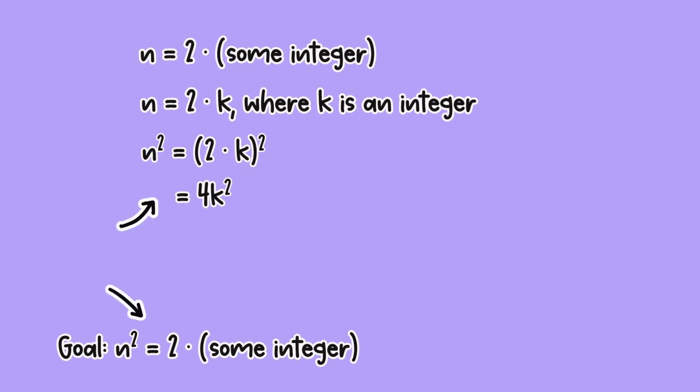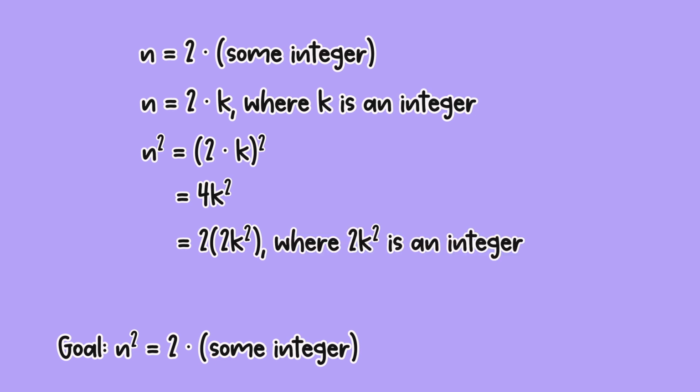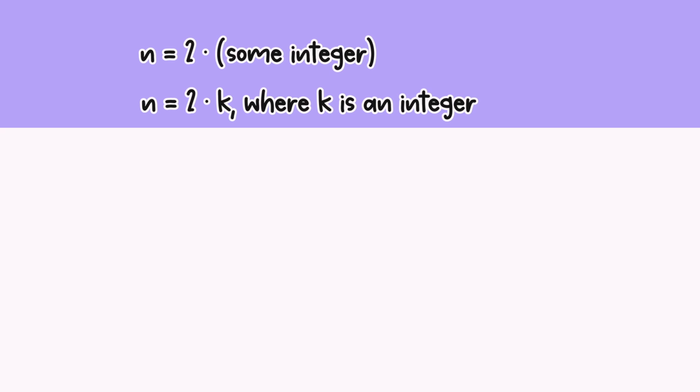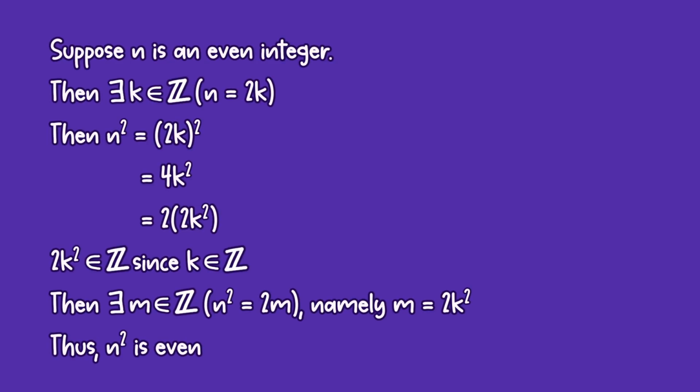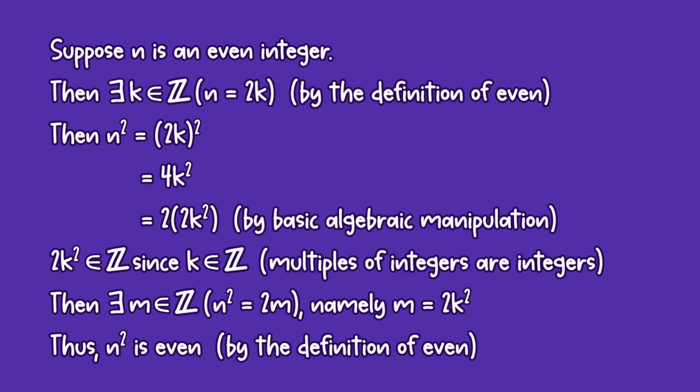These two equations look very similar, and we can see that to reach the end goal, we need to show that 4k squared is 2 times some integer. Let's factor out the 2. Since k is an integer, 2k squared must also be an integer. And so, we have found our desired integer. After finishing our outline, we're gonna make it neater and provide justifications for each of our steps.